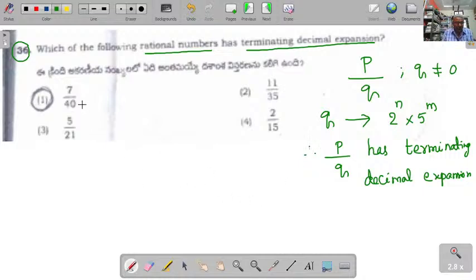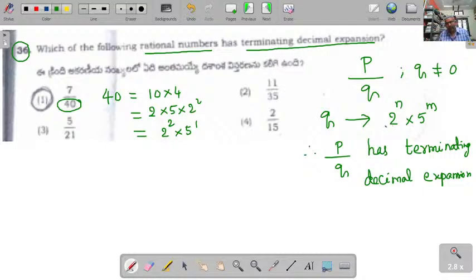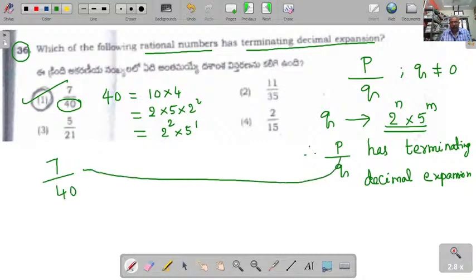Fundamental theorem of arithmetic means now here, just take the 40. This 40 we can write as 10 into 4, which we can write as 2 times 5 times 2 square. So we can write 2 square into 5 power 1. As this denominator is in the form of 2 to the power of n into 5 to the power of m, absolutely this 7 by 40 has a terminating decimal expansion. So the first option is the right option.